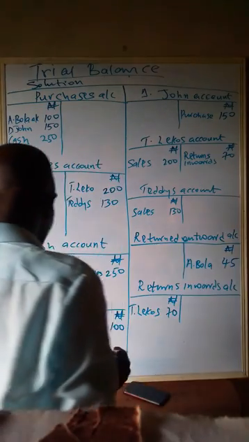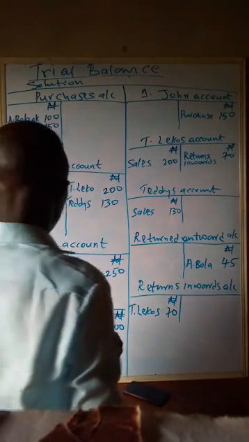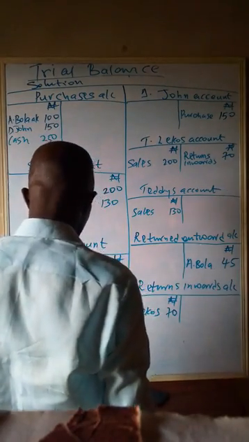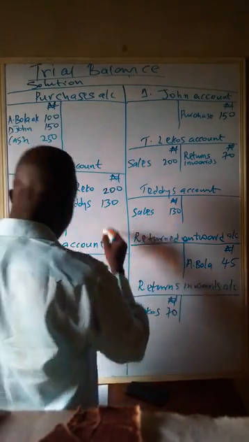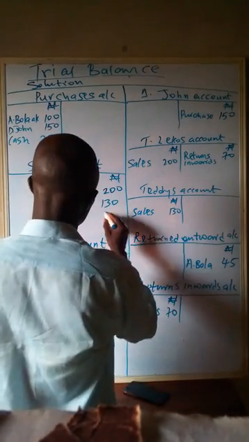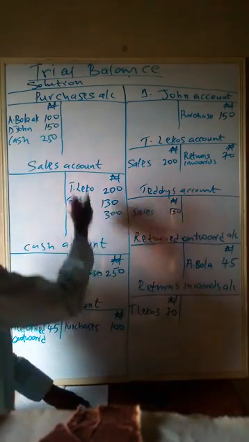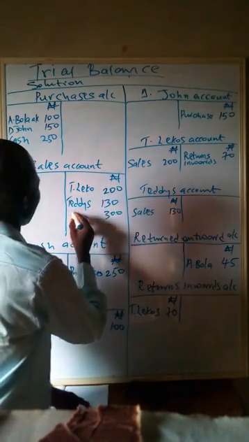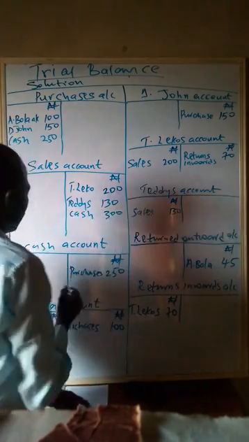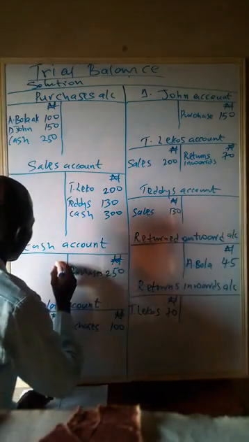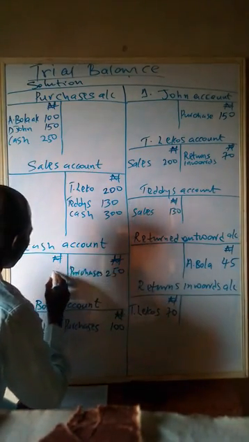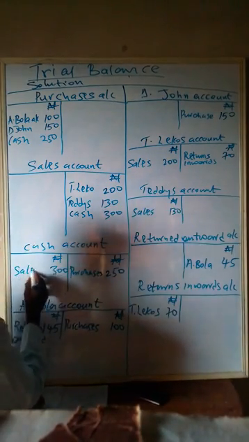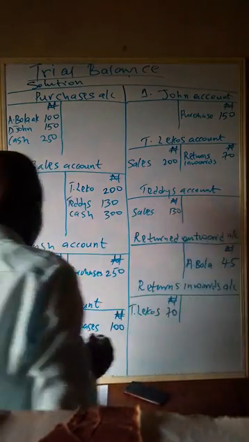Next, goods sold for cash, 300 naira. That is sales now. If it is sales on credit, the name of the person is there, but sold for cash, that is cash account. Then I come to cash, cash is receiving 300, and that is sales account.